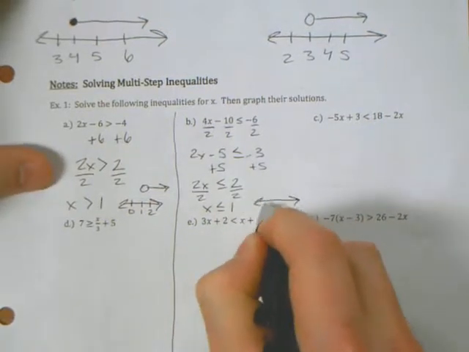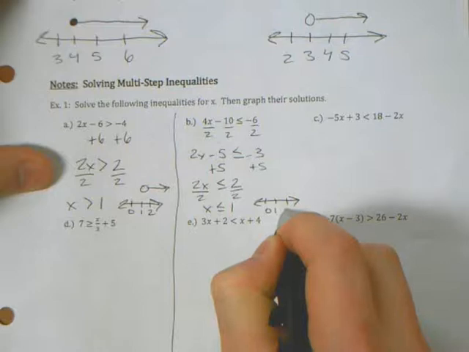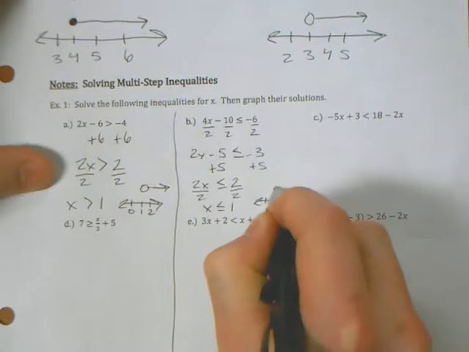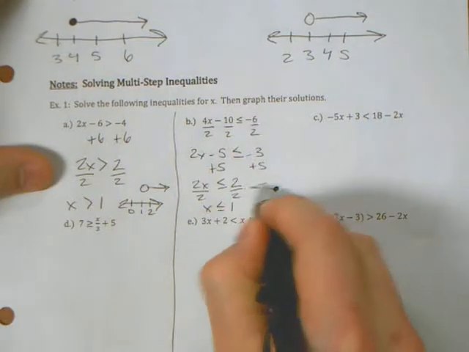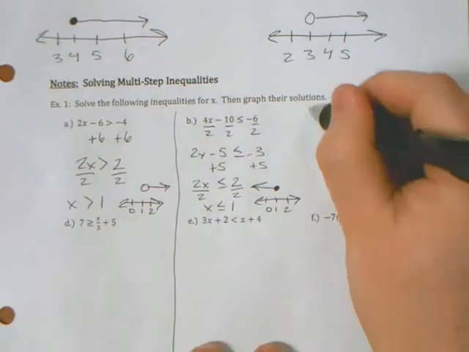Open or closed circle at 1? Closed. Which way should my arrow point? It should point left.